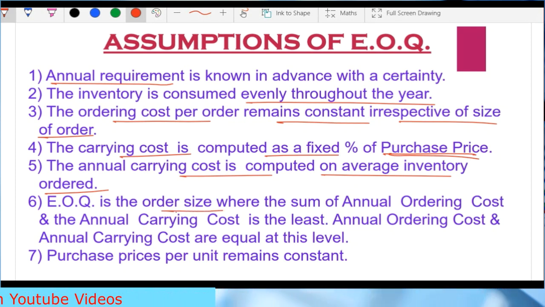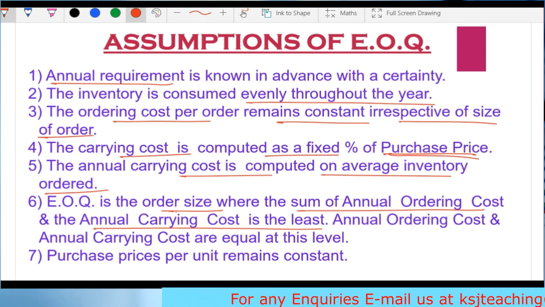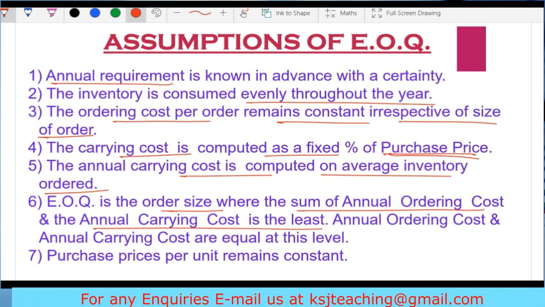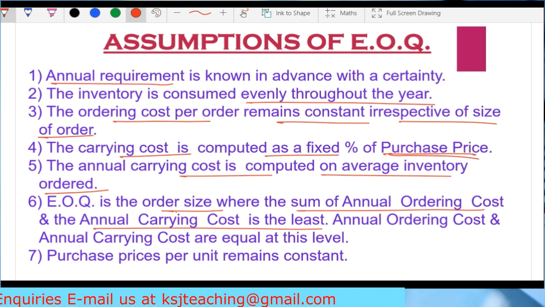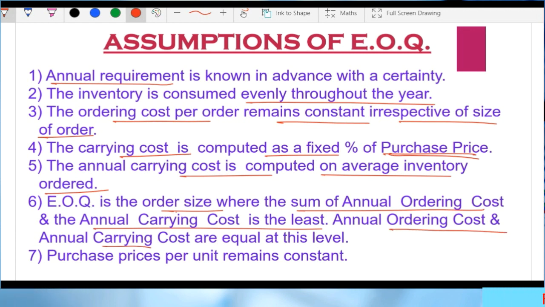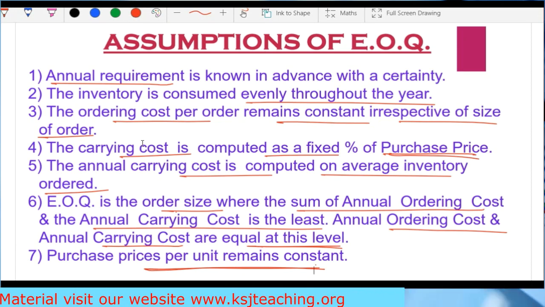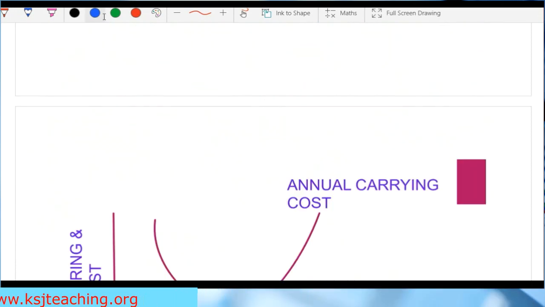EOQ is the order size where the sum of annual ordering cost and annual carrying cost is the least. That is what I told you. EOQ is that point where the fuel cost is neither too high nor too low, and storage is not a problem. That means the annual ordering cost and annual carrying cost are the least, and they are equal at this level. The purchase price per unit remains constant, meaning the price of the potatoes is not going to change. That is one assumption of EOQ, right?